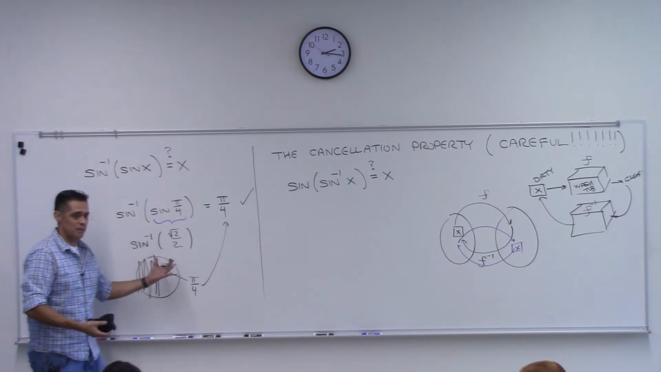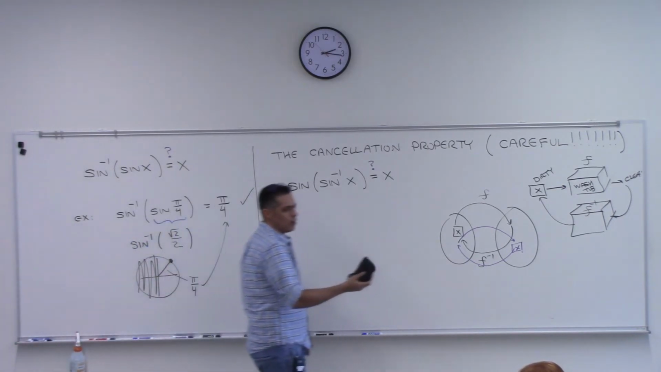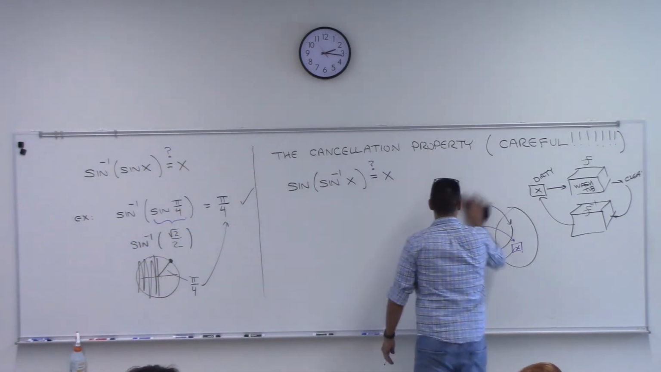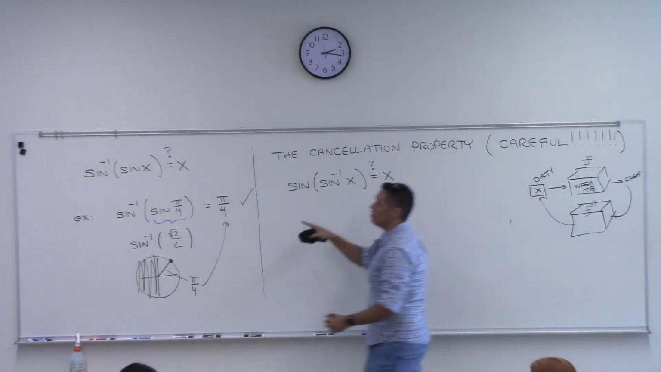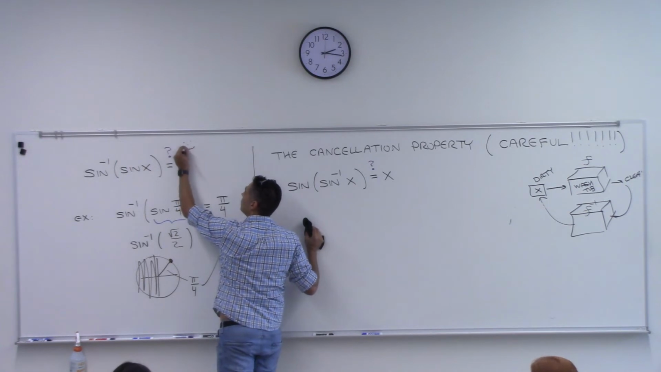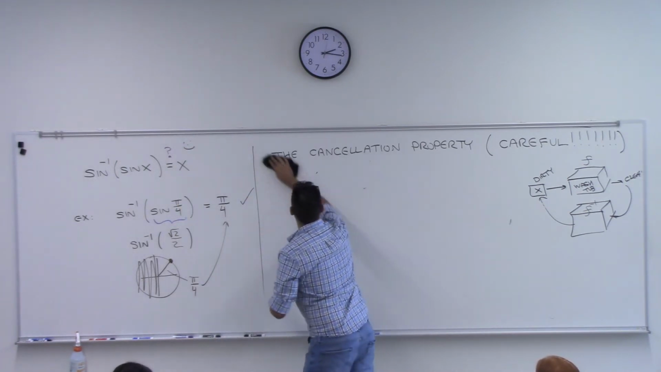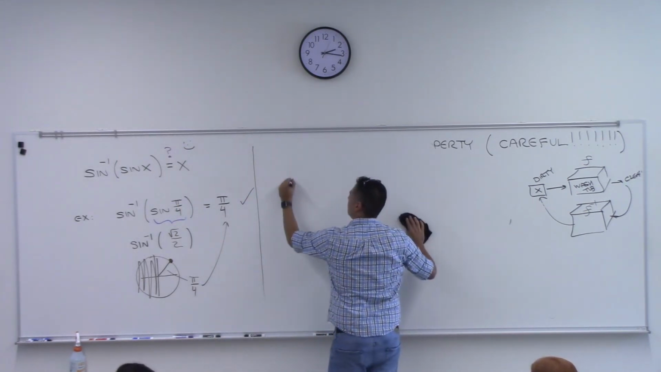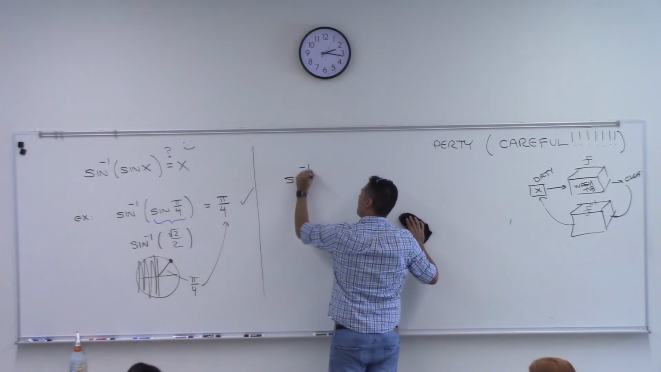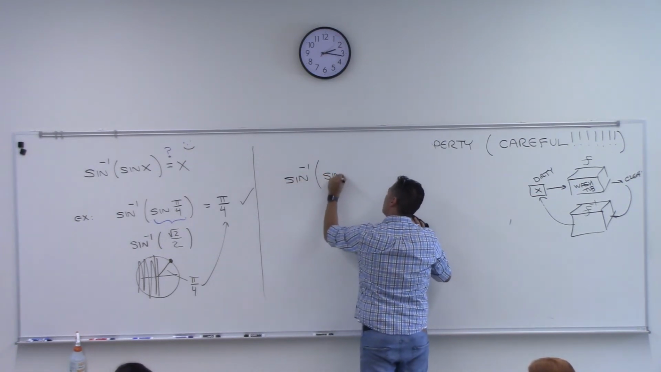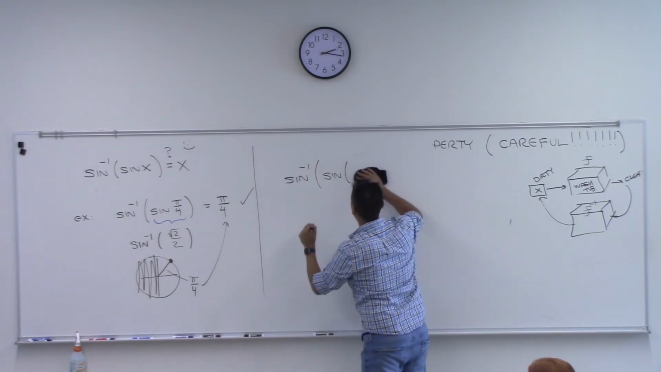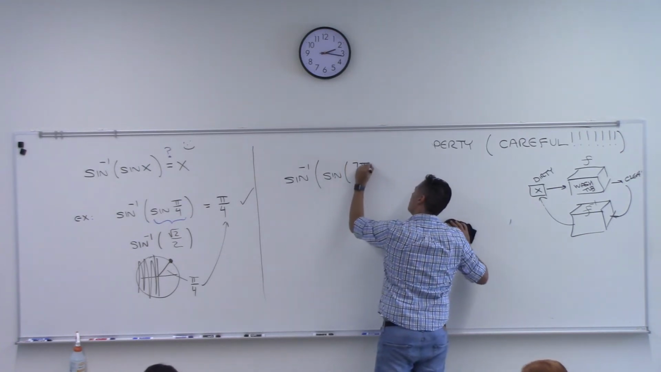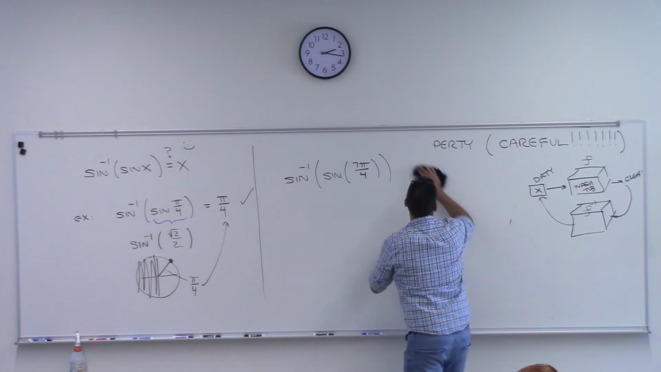Let me do another one. Just because it worked once doesn't mean it always works. Does anyone have a question on that? Right now, this is looking good. We're looking at this, like, this is awesome, right? And then you get this: sine inverse of sine of 7 pi over 4.